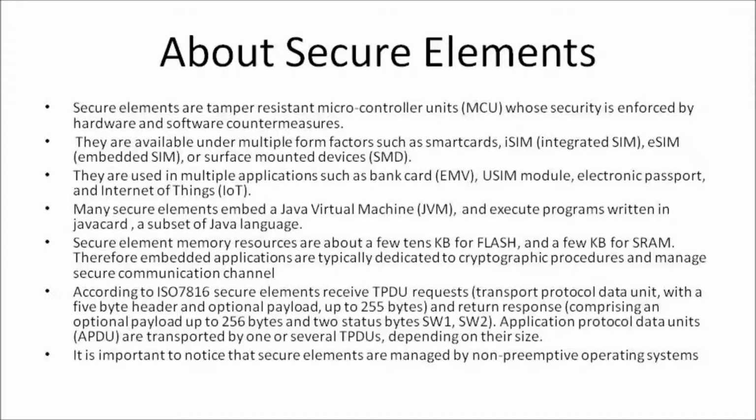According to ISO 7816, secure elements receive TPDU requests, Transport Protocol Data Unit, with a 5-byte header and optional payload up to 255 bytes, and return responses comprising an optional payload up to 256 bytes and two status bytes, SW1 and SW2. Application protocol data units, APDU, are transported by one or several TPDUs depending on their size. It is important to notice that secure elements are managed by a non-preemptive operating system.